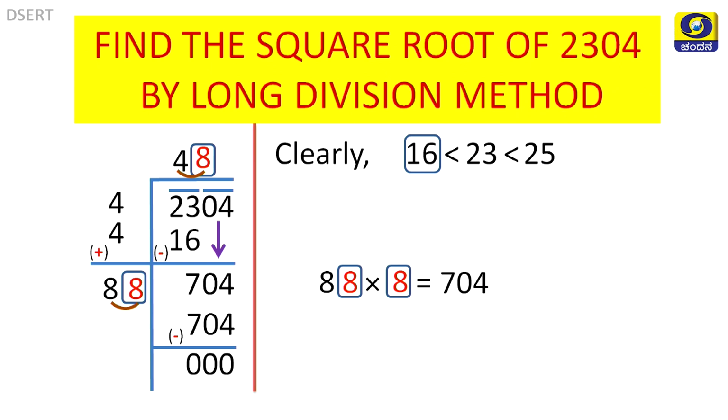So, the quotient, which is 48, is nothing but the square root of 2304. Students, as we discussed, here we are finding the square root of perfect squares only, but this method can also be extended to non-perfect squares. But as far as this session is concerned, we will discuss only perfect squares.